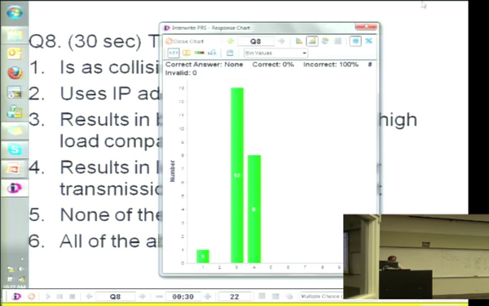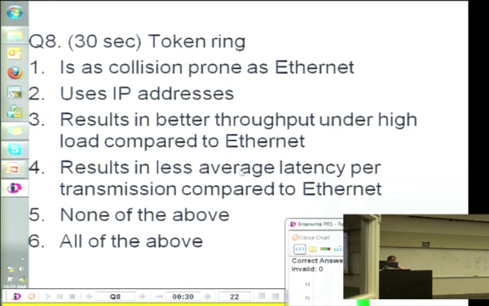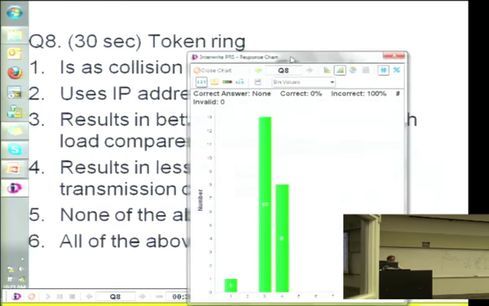Okay, so most of you have the right answer. So you know that the average latency for transmission is not always going to be less than the Ethernet, because it really depends on the load. It is really under high load that it results in better throughput compared to the Ethernet. So the right answer is 3. If you have any questions on that, now is the chance to ask.